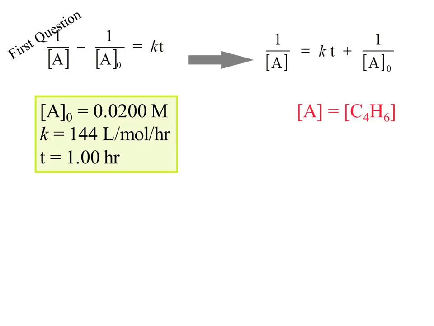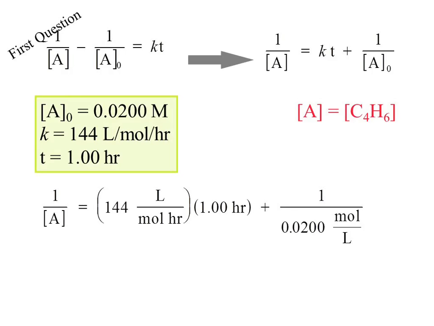So for that first problem, actually for both problems, the initial concentration of A is 0.0200 moles per liter. Rate law constant is 144 liters per mole, and hours is also in the denominator. And for the first problem, the time of interest is 1.00 hours. So let's plug in. Again, leave the concentration of interest as the inverse, which is equal to the rate constant, 144 liters per mole per hour, times K times T, our time of interest, 1.00 hours. You can already see how hours cancel there, plus the inverse, or 1 over the initial concentration of 0.0200 moles per liter.